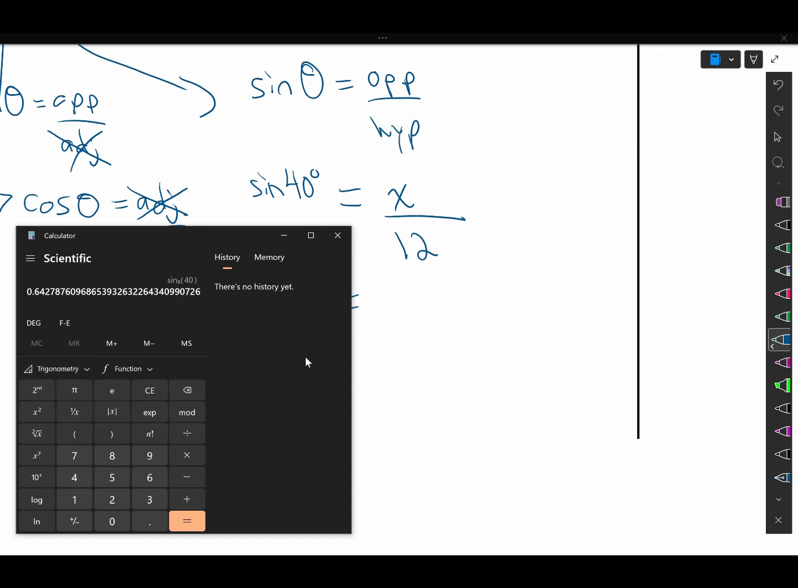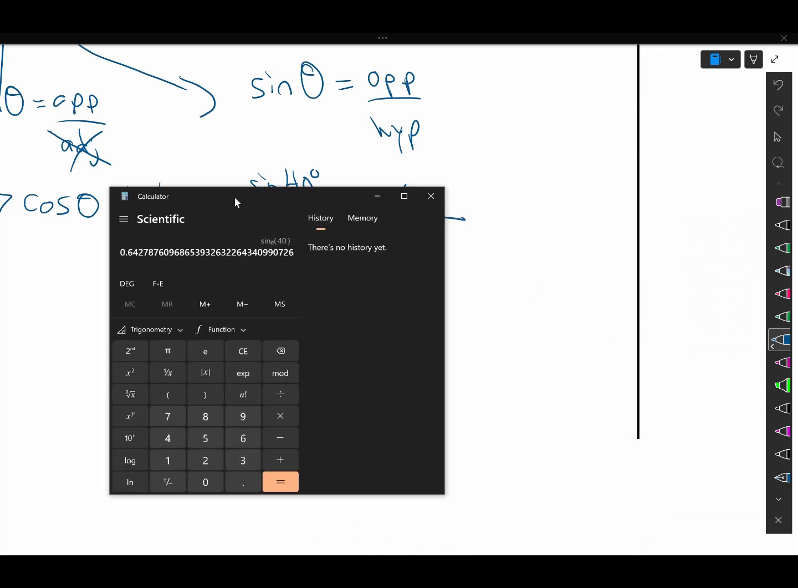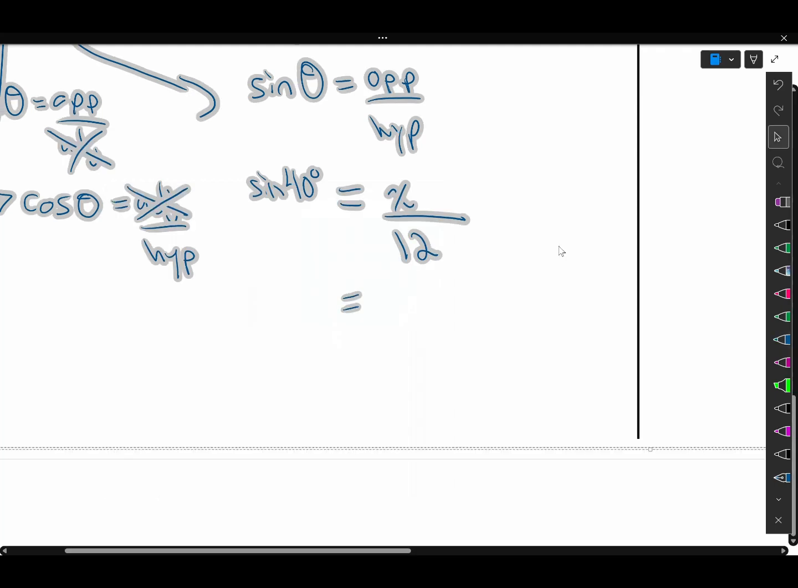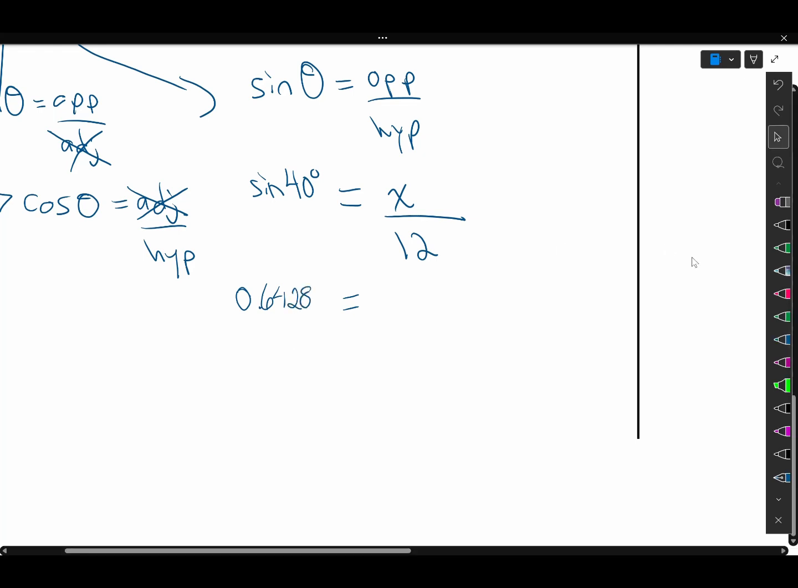The sine of 40 degrees is 0.64278766096. We don't need to copy this whole thing out. We will keep and round this to 4 decimal places. So 0.6428 is what we use. Easy. Now we have 0.6428 equals x over 12.